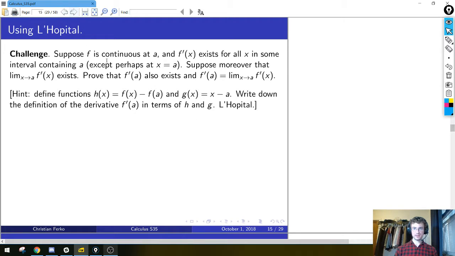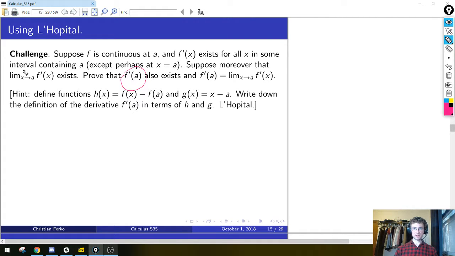So a slightly more theoretical problem. We'll do a proof. Suppose that we have some function f. I hand you an f. It's continuous at a. Its derivative f prime exists everywhere in some interval containing a, except possibly at a. So the derivative is nice and exists in an interval, and you assume that the limit as x goes to a of f prime exists. We'd like to prove that f prime at a also exists.